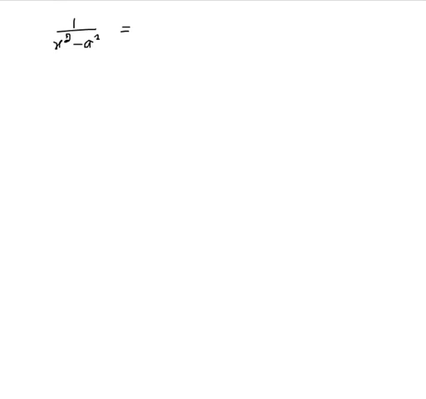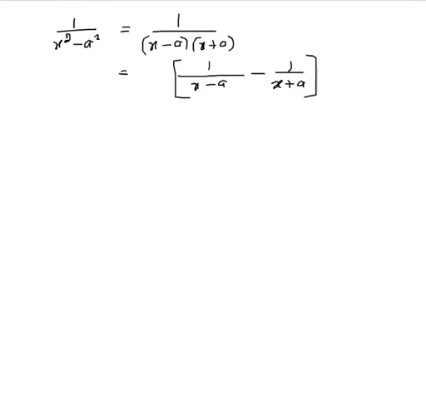1 by x square minus a square can be factorized as x minus a into x plus a, and I can separate this into two fractions, 1 by x minus a minus 1 by x plus a. Actually, we will be learning this in partial fraction method in exercise 7.5. So if I take LCM, the numerator will be 2a. So to cancel that 2a, I am writing 1 by 2a.